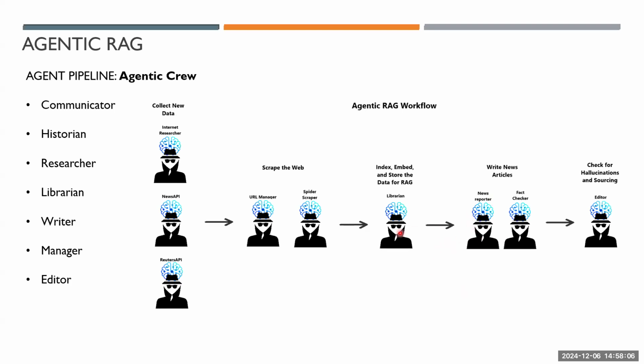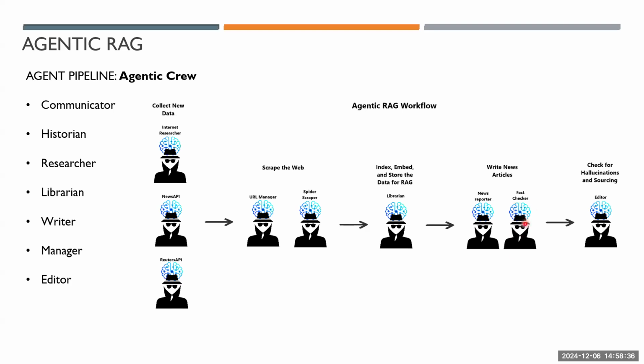Then the news reporter gets that information from the librarian. The news reporter would ask the librarian for the data, and would also use that advanced search tool to extract the data from the RAG library, and then writes an article. And then you could have another agent who fact checks that article to make sure it's accurate, that there weren't any problems in the data.